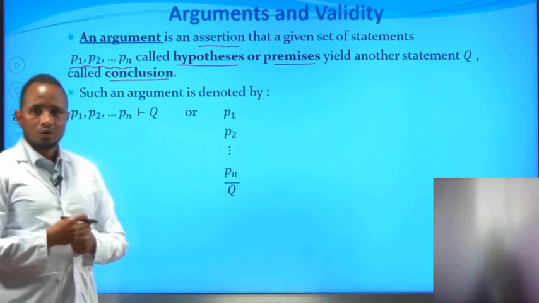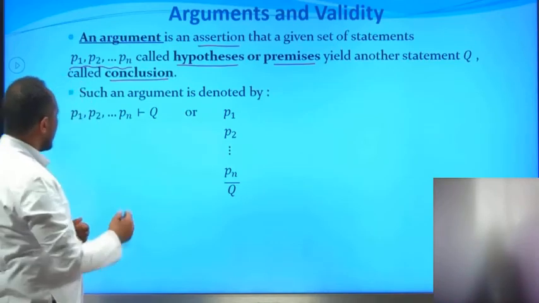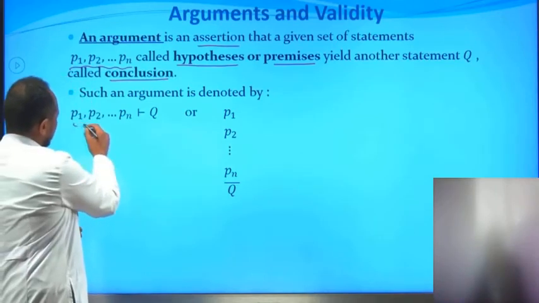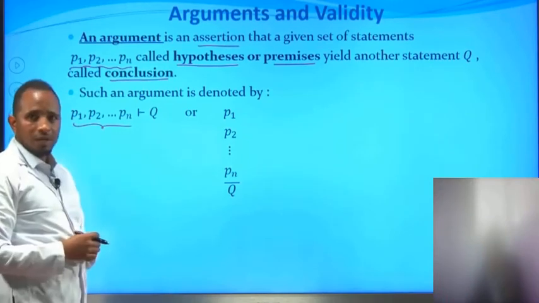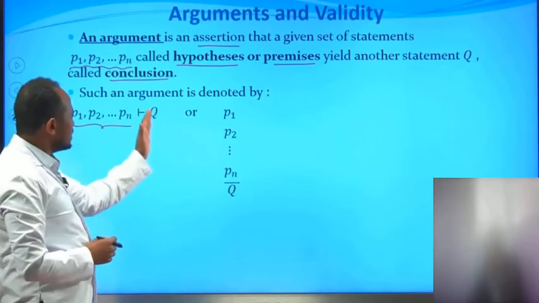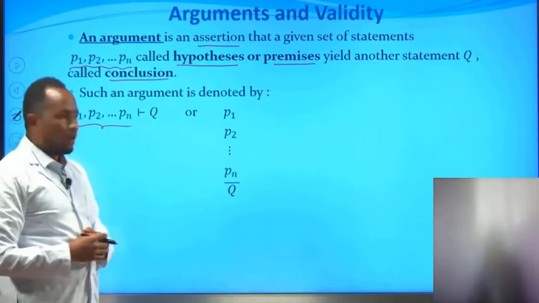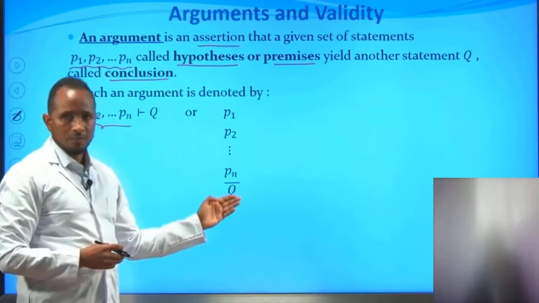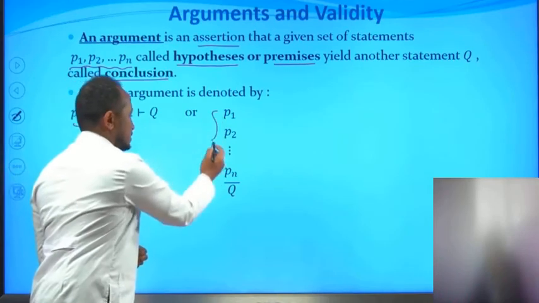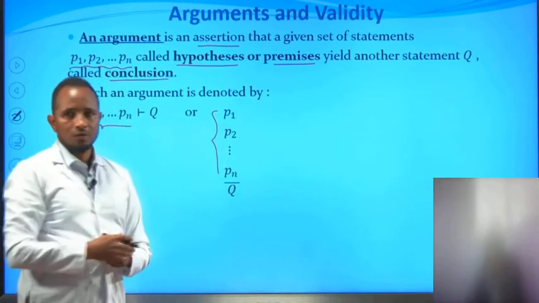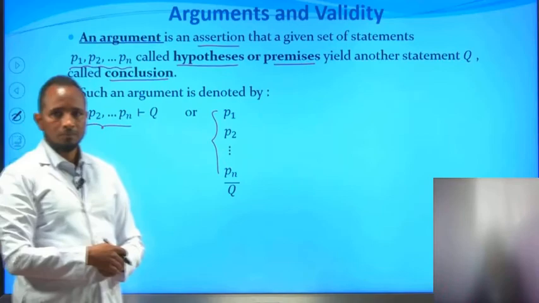Here, an argument form can be denoted in this form: P1, P2 up to Pn, these are premises yielding a conclusion. Or it can be written in this form: P1, P2 up to Pn, these premises yielding a conclusion Q. This is an argument form.